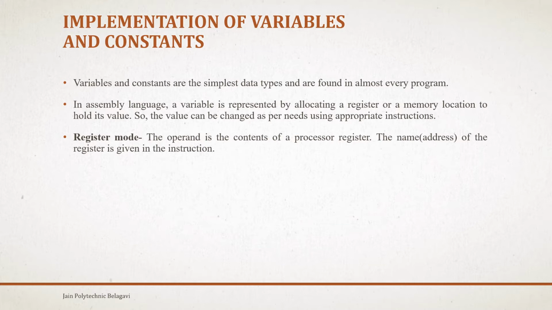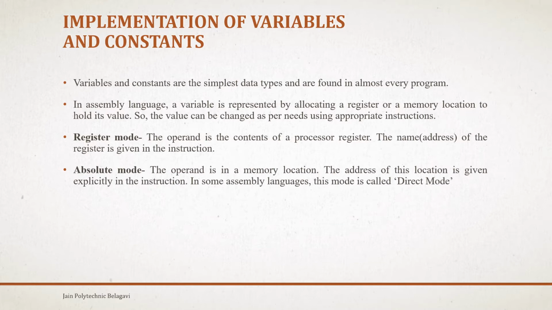Here the operand is the contents of a processor register. That is, suppose there is an operand which is stored in register R1. If you write R1 to say it contains an operand, then it is using register mode. Here the name or address of the register is given in the instruction. So in the instruction, if you want to use register mode, the operand should compulsorily be present as the content of that register.